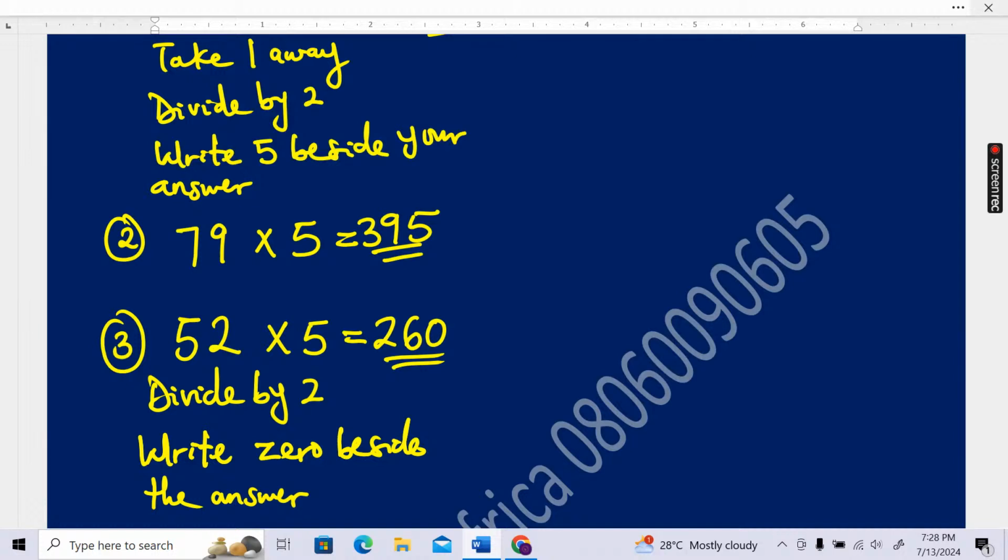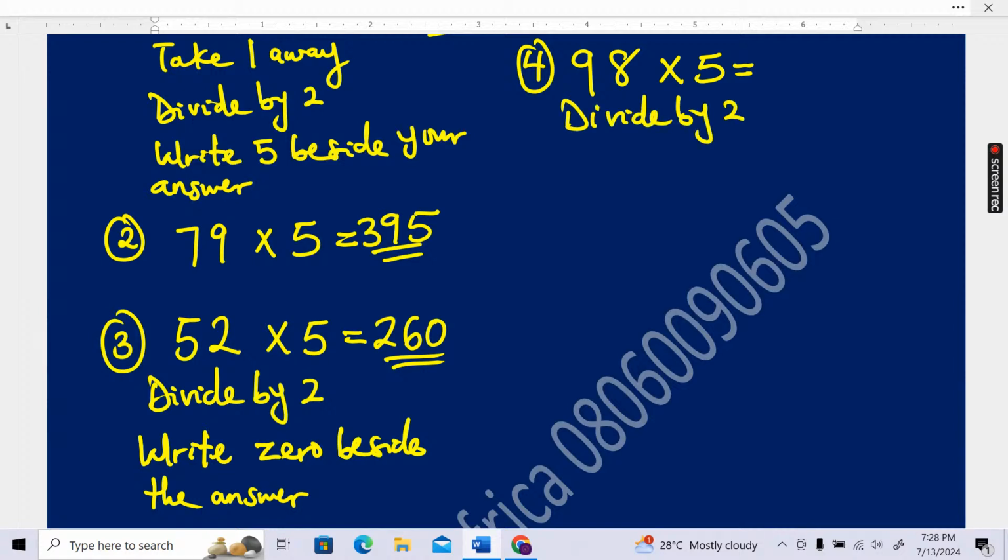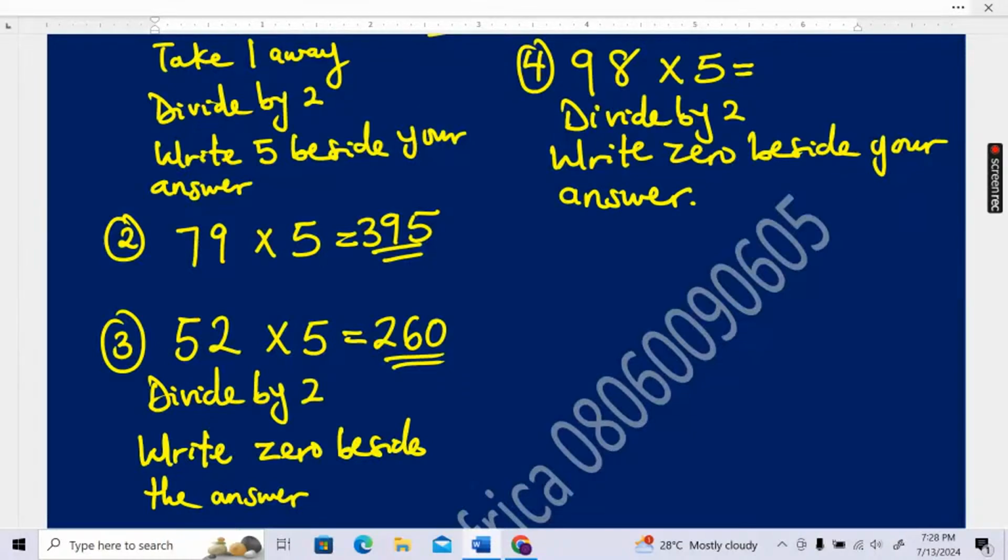All right, so let's continue. Number 4, multiplying even numbers by 5. Let's multiply 98 by 5. 98 is an even number. So the first thing we want to do is to divide by 2, all right? Divide 98 by 2, that is 49. Then let's write 0 beside it, that's 490. So 98 times 5 is equal to 490.